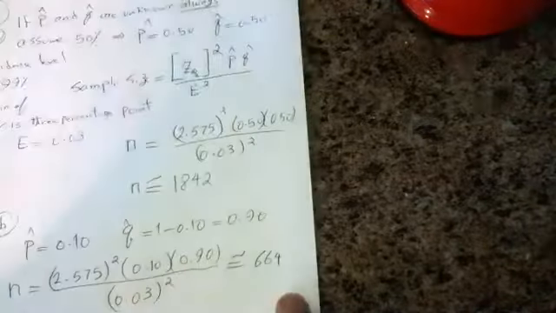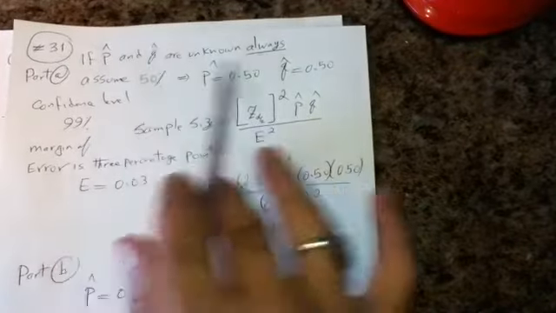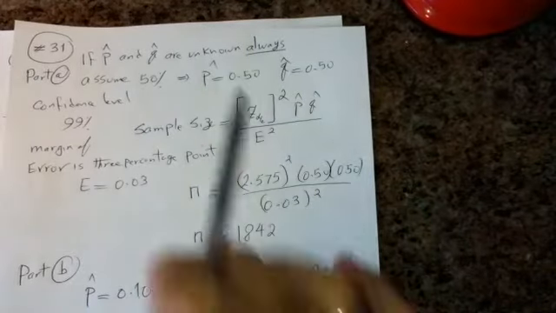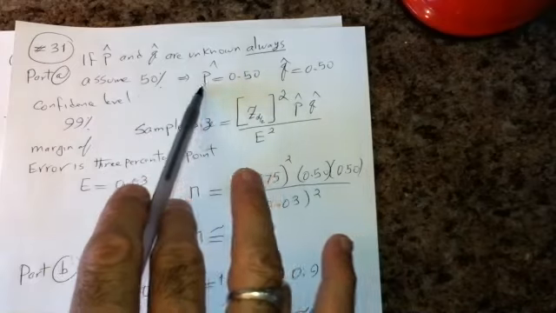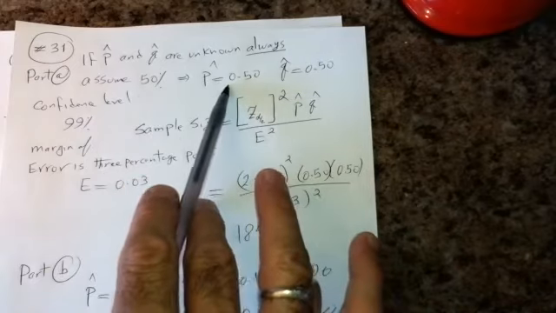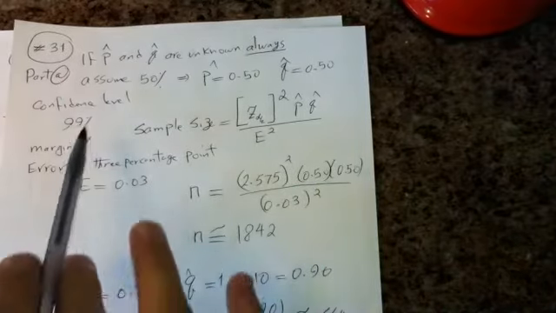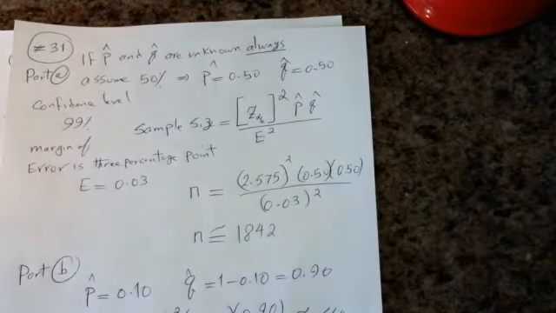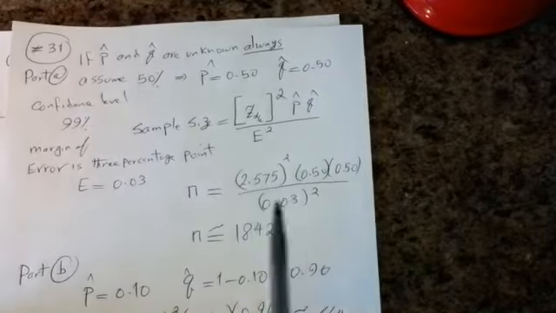Okay, so for these problems, 31, I have the solution here for you. In these problems, the values of P hat and Q hat are not given. If it's not given, always assume 50%. So if you don't see P hat and Q hat in the problem, always assume 0.50, 0.50. The confidence level given was 99%. We already calculated for 99%, it's 2.575.